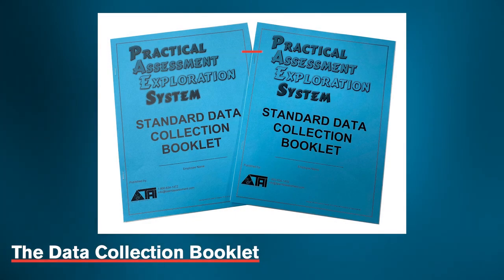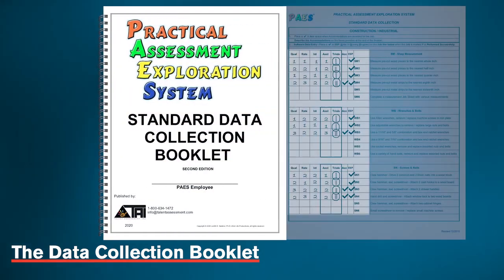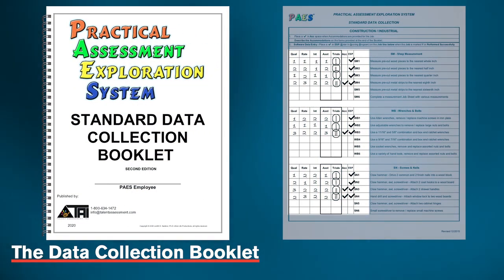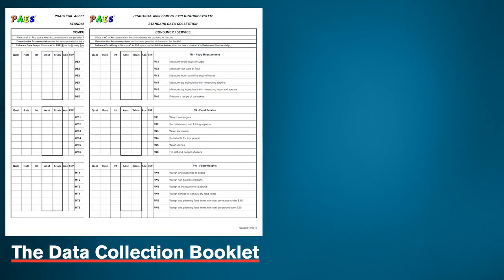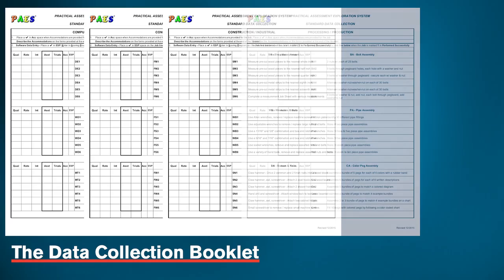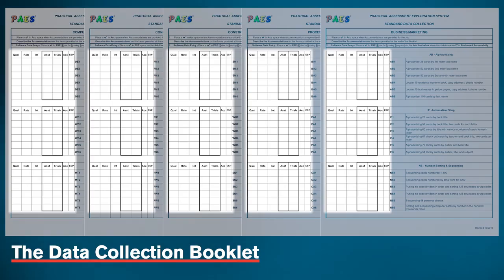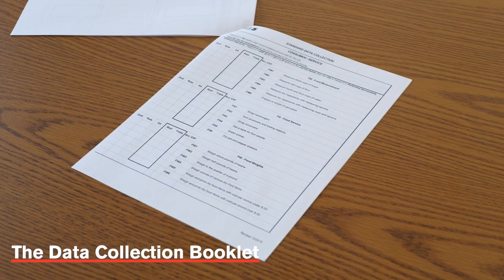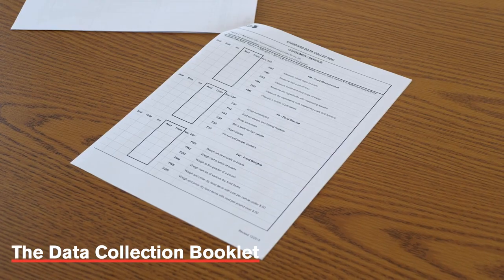This is a data collection booklet. Each employee has a data collection booklet for recording assessment data. It's divided into 5 components: computer technology, consumer service, construction industrial, processing production, and business marketing, and has places for you to enter scores for every job. The employee's data collection booklet is a record of performance of all jobs that have been attempted by that employee.